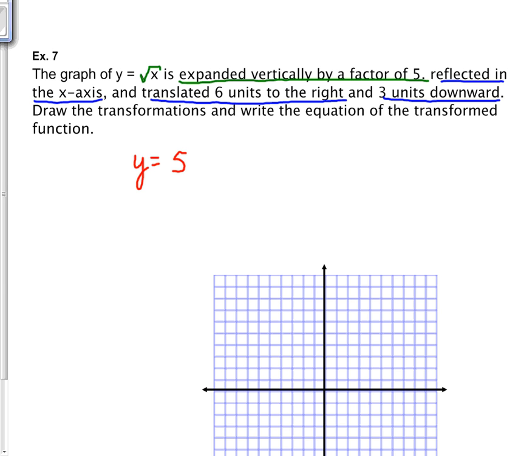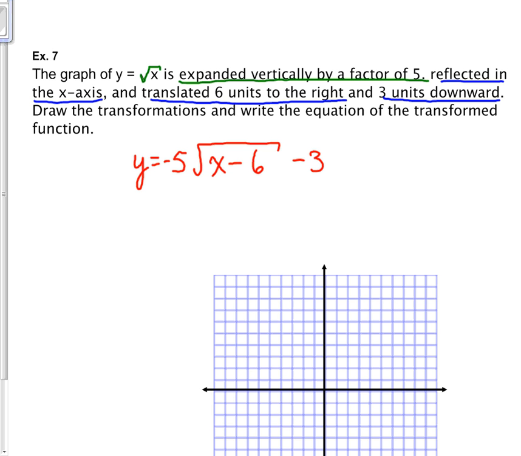A reflection comes from having a negative sign, and since it's a negative in the vertical, it will go outside of the parent function. I am translating 6 units to the right, which is a horizontal change, so that's going to go inside the function. 6 units to the right, backwards always, is going to be x take away 6. And lastly, we have a translation 3 units downward, which is vertical, outside of the parent function. It's going to be subtract 3. I found it more comfortable to try and graph this by seeing the equation first from the English, and we'll draw the transformations.